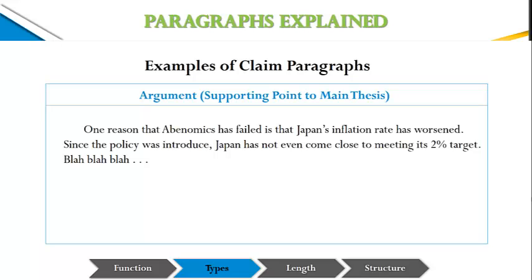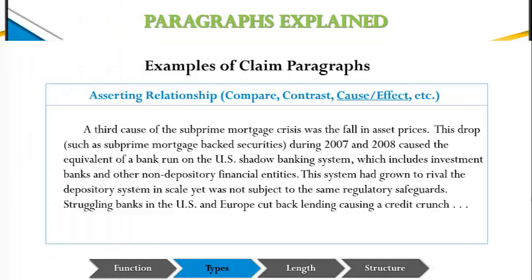A couple of examples of claim paragraphs. So one reason that Abenomics has failed is that Japan's inflation rate has worsened. So it looks like we have two claims here, but really this first part of the sentence refers back to the main thesis, the person's overall argument. And the second half of the sentence is the claim here about inflation rate. So the paragraph should go on to provide some evidence to support that specific claim about an inflation rate. And in doing so, the writer will support the overall argument.